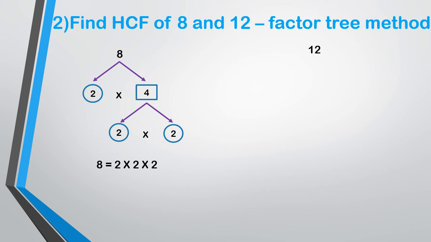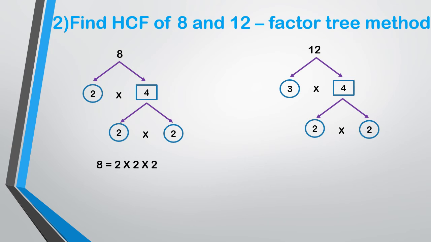Next we have to draw the factor tree of 12. So 3 4s are 12. For 3, we don't have factors other than 1 and itself. Then for 4, we can split into 2 2s are 4. Then 2 doesn't have factors other than 1 and itself. So we have to stop here.